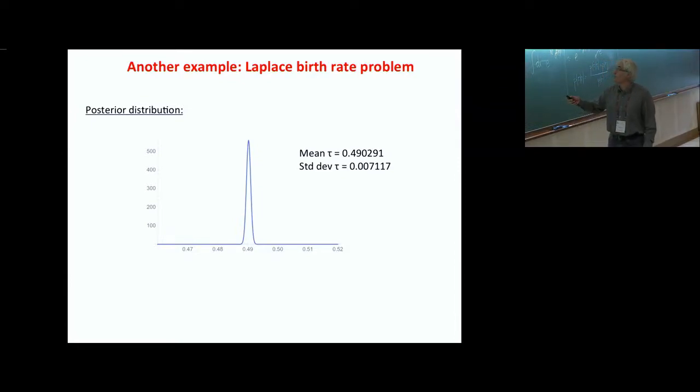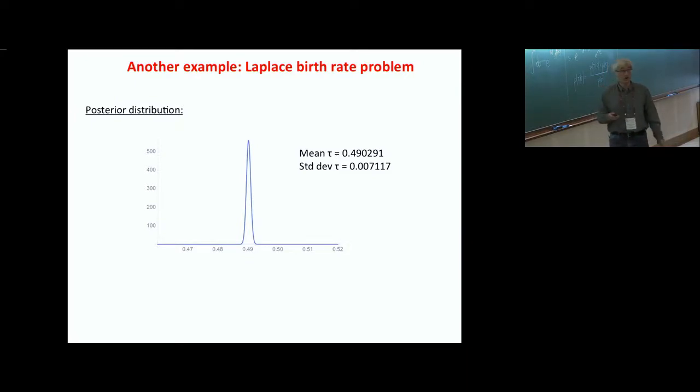Okay, and if you compute the mean value of tau with the posterior distribution, you get this number and the standard deviation is extremely small. And the fact it is extremely small comes from the fact that we have many observations. It's typically scaled as 1/√ of the number of observations.